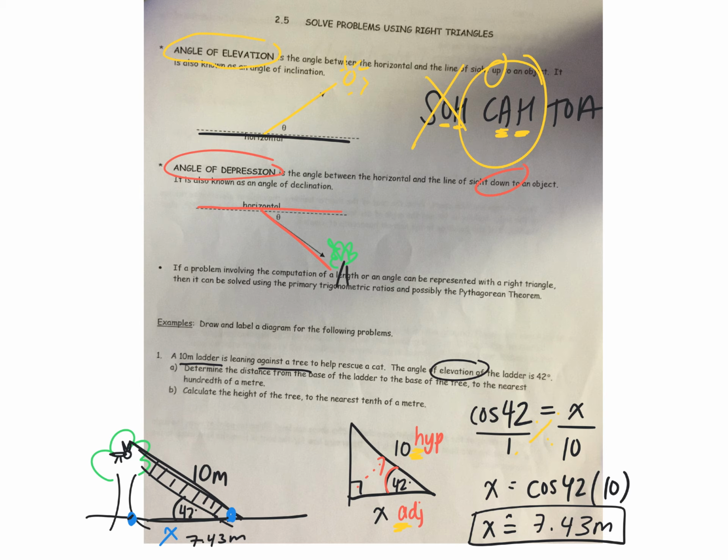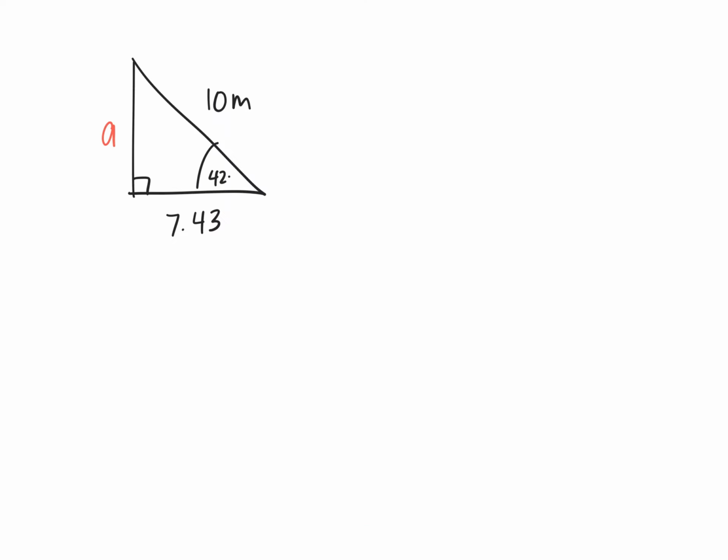Now for question B, there's 2 ways you could solve this. It says calculate the height of the tree. So I want to know this side length. Well, if you have 2 sides of a right angle triangle, you could use Pythagorean theorem, a squared plus b squared equals c squared, or you can use sine, cos, or tan to solve this. So you pick one and you solve it now, okay? Now we have to find the height of the tree, which is represented by A. So you can use SOHCAHTOA, or you can use Pythagorean theorem. You decide and solve it.